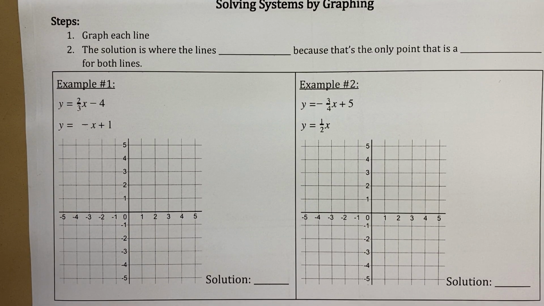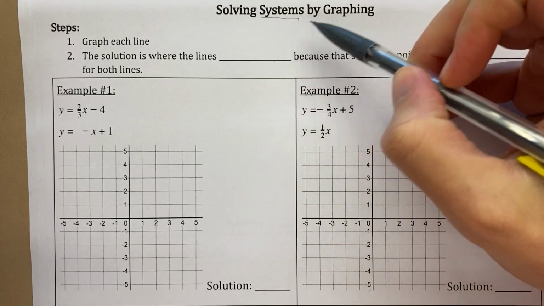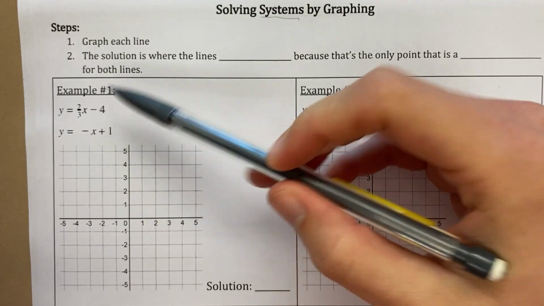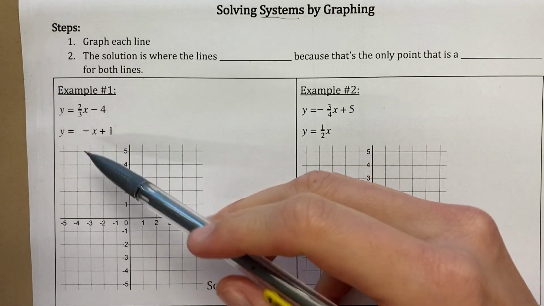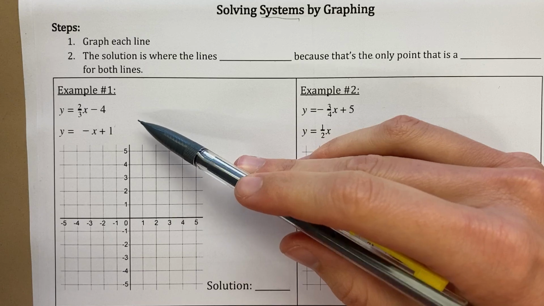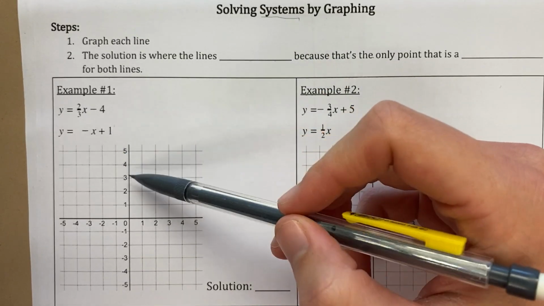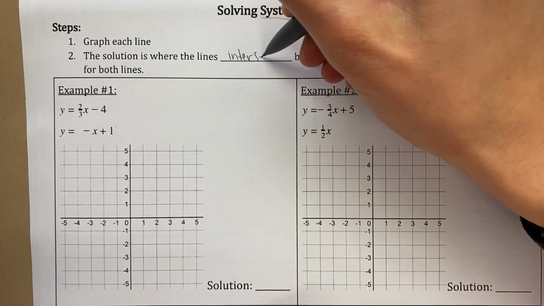Remember that when I'm looking for a solution to a system, it's a point that is a solution to both equations. And remember, how do I find if a point is a solution to a graph? If it's on the line. So in order to solve these systems, the first method we're going to use is graphing. So we're going to graph the two lines, and the solution is where the lines intersect.